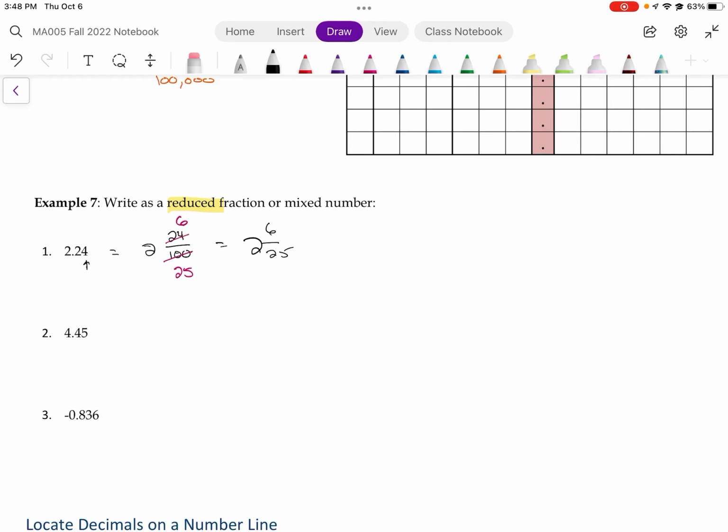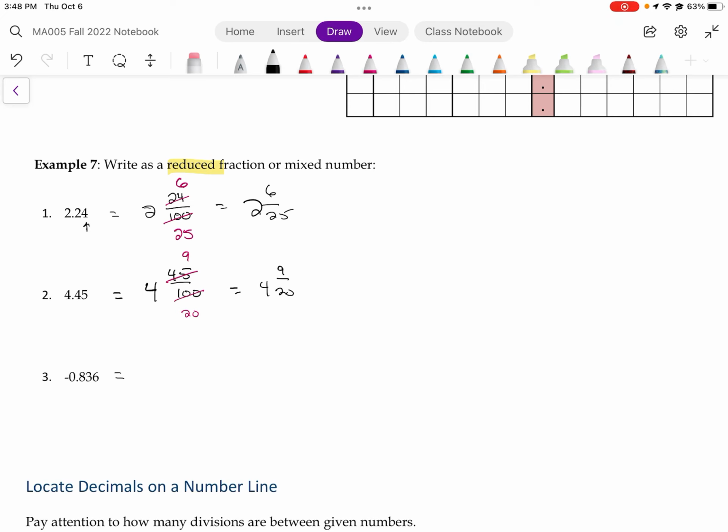All right, the next one, 4.45, is going to be 4. Again, it goes to the hundredths, so 45 100ths. And I'm going to look to see what reduces, and I see a 5 goes into 45 and 100 because they end in a 5 or a 0. So how many times does 5 go into 45? 9, and into 100, 20 times. All right, so I get 4 and 9 20ths.